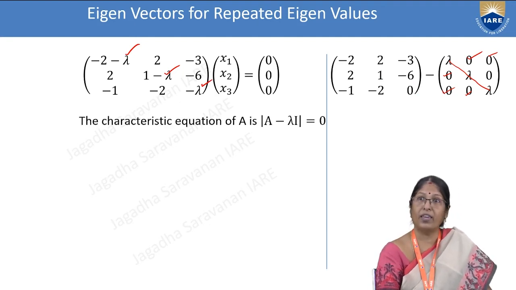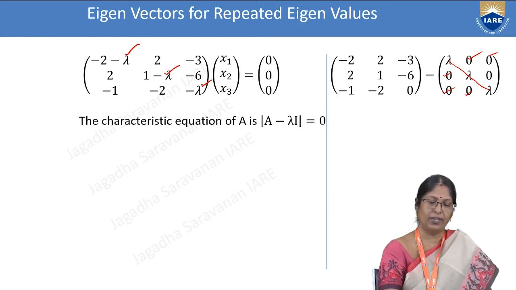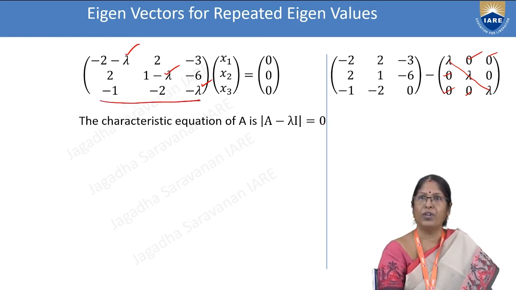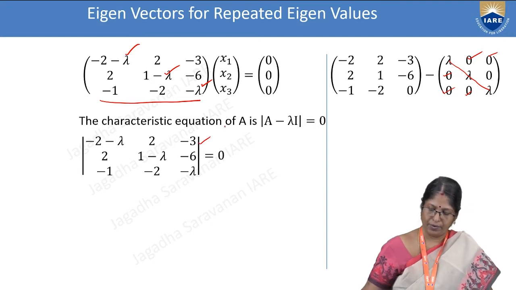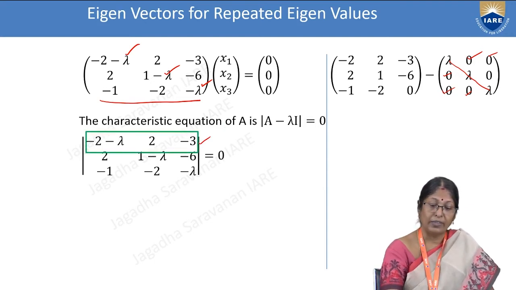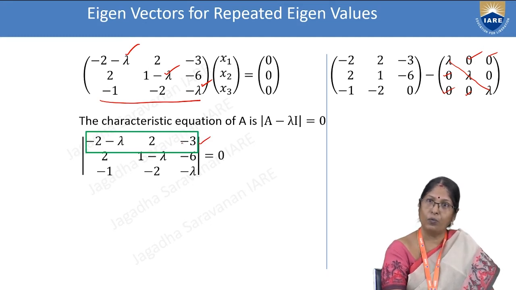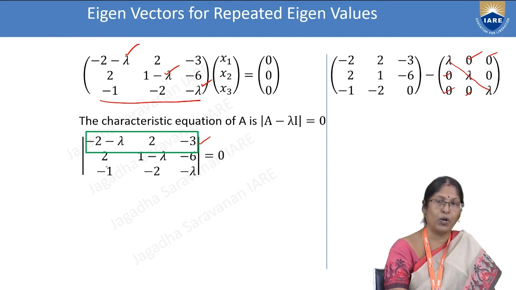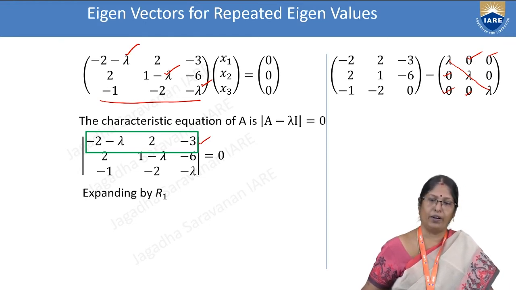So the characteristic equation of A is nothing but determinant of A minus lambda I equal to 0. That is, this particular matrix, we are going to find the determinant. So that is what the determinant symbol means. To find this determinant, we can do it either by the row R1 way, or by the column C1 way, anyway we can do it. Here we are expanding by R1.